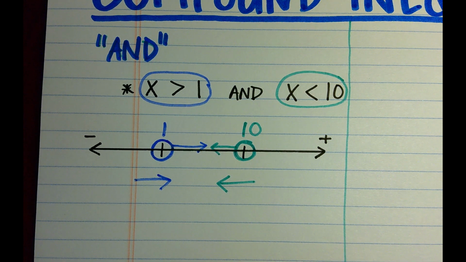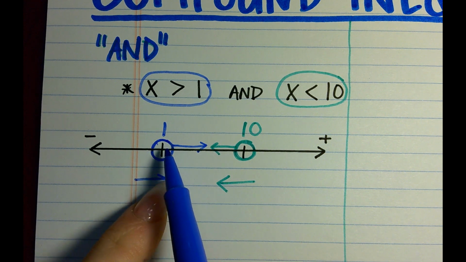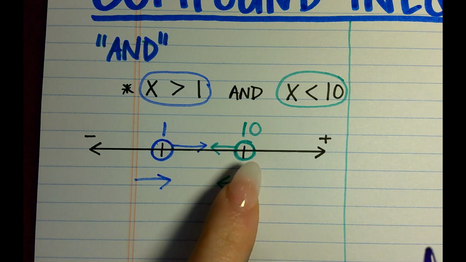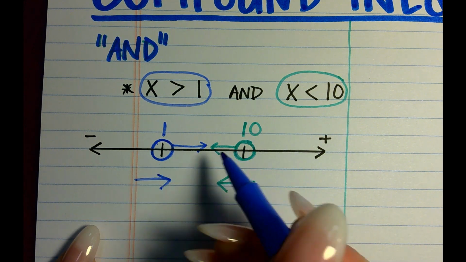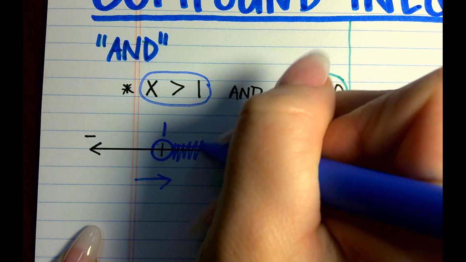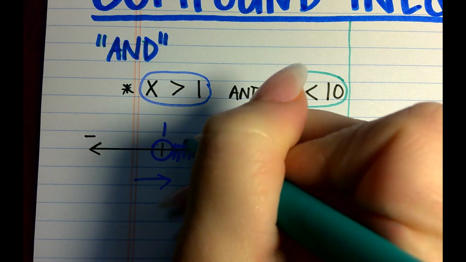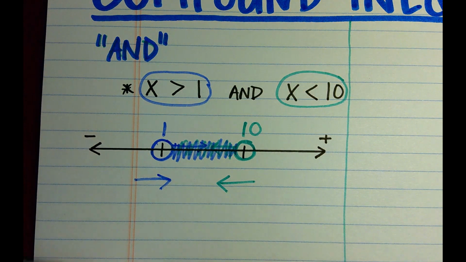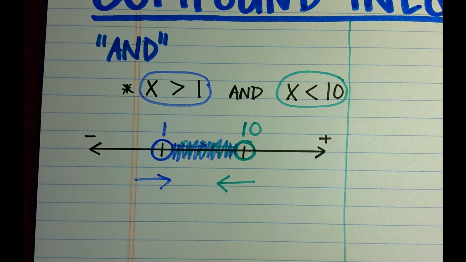So here's our options for shading. We know we're going to be shading this way of 1 and that way of 10. So we're going to shade just this area. That's our answer. Whenever our symbols and our numbers are pointing at each other, we shade in between like this. So it's kind of like the equal sign. It is kind of like the equal sign, yeah.